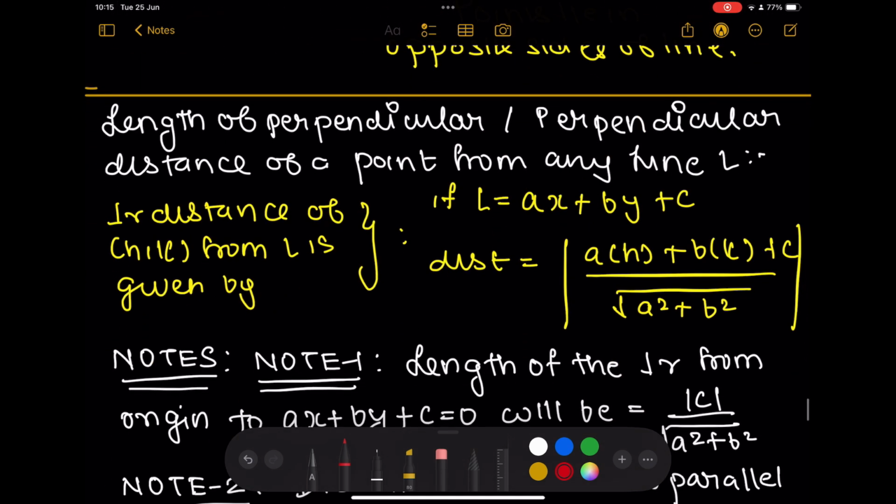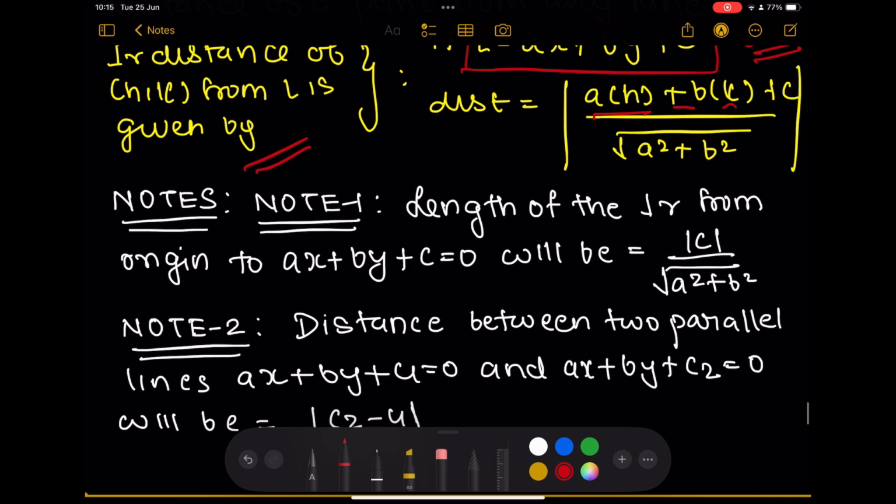Clear. Next, length of perpendicular, or perpendicular distance of a point from any line L. This is also very easy. See, suppose you are given any line L equal to ax plus by plus c, and you are given some point (h, k). If you want to find the perpendicular distance of this point (h, k) from the line, then you will be using this formula. It will be the mod of, just substitute this point here, a times h plus b times k plus c, whole divided by root of the sum of squares of the coefficients of x and y, root of a square plus b square, right? Many of you might already be using this formula, but remember, the perpendicular distance of any point from a line is obtained by substituting that point in the line, whole divided by root of a square plus b square, and it's mod because distance can never be negative, right?